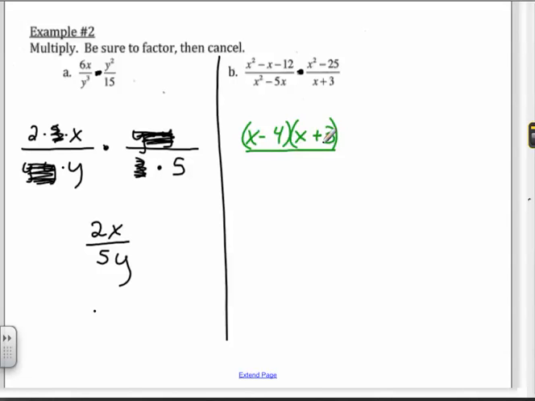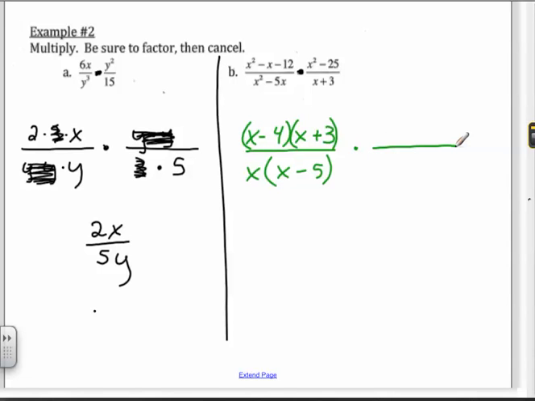On the bottom, I see that all I can do is pull out an x. Okay, and that's going to give me x minus 5. And I can't factor that anymore. So now that first fraction is factored completely. Now I need to factor this second fraction.